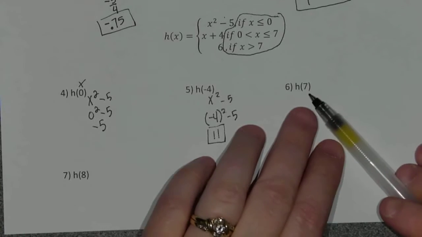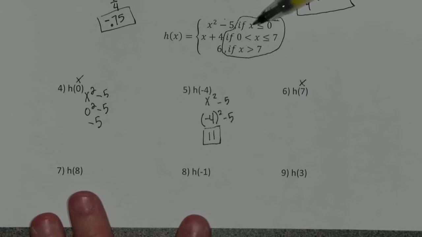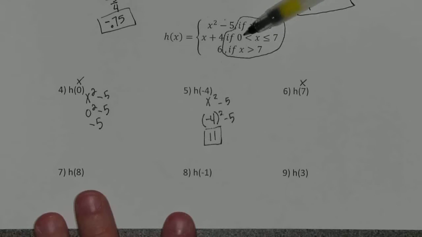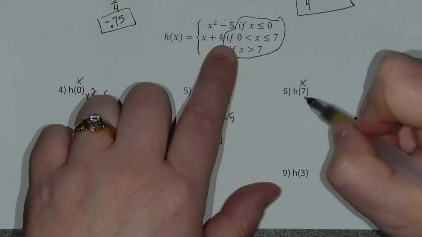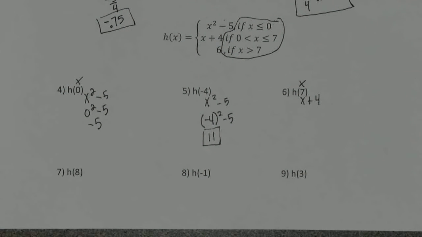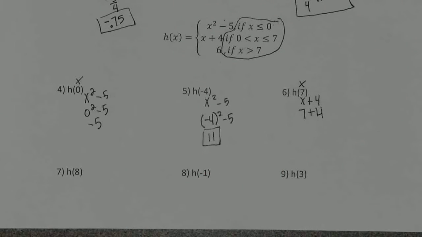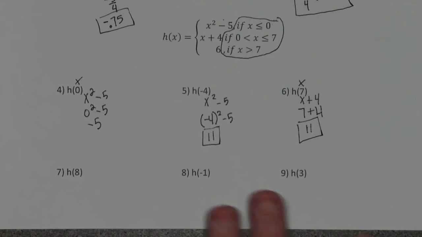All right, let's see where this next one gets substituted. We're looking at the number 7 for my x value. Is 7 less than or equal to 0? No, it's not, right? So I'm not using that top one. Is 7 greater than 0 and less than or equal to 7? Yeah, so it fits into this middle one this time, right? So my middle equation is x plus 4. And what am I going to substitute in place of the x? I'm going to put in 7. So I get 7 plus 4, which is 11. Okay. Questions on how I did that?